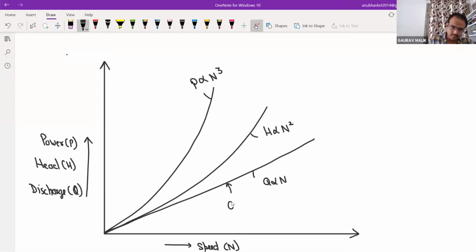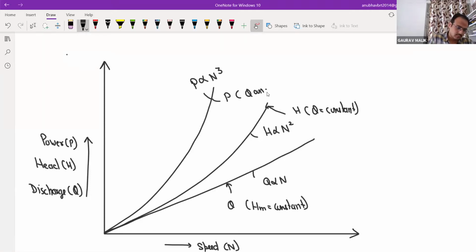This is for Q, and here head is constant. This graph is for H, Q is constant. And this graph is for P, Q and H are constants. So it is the main characteristic curve.